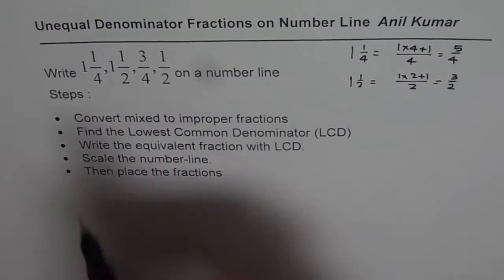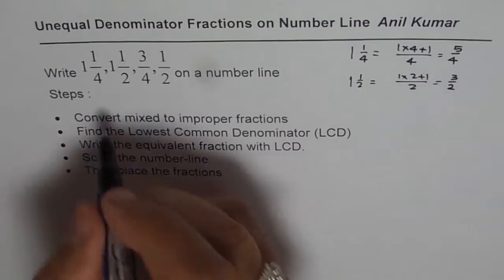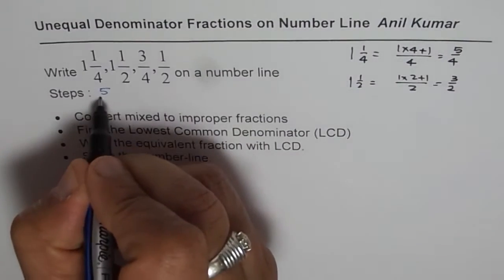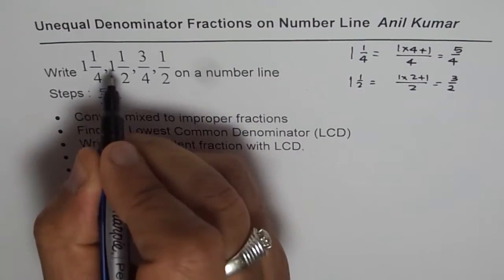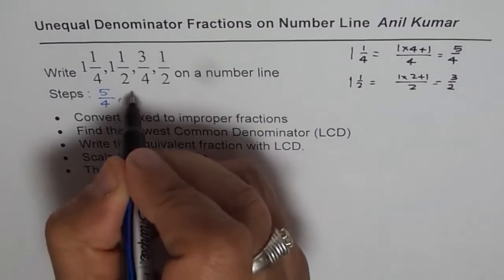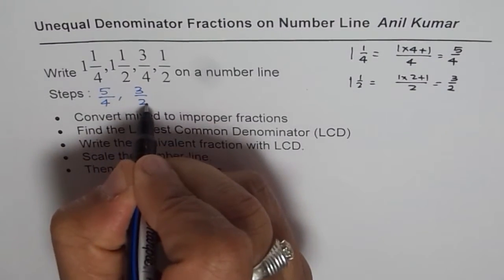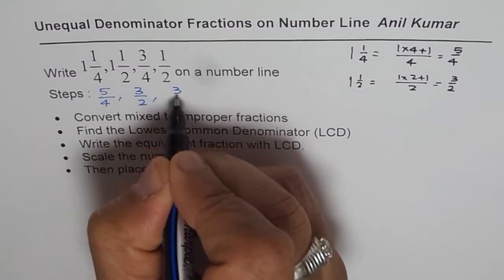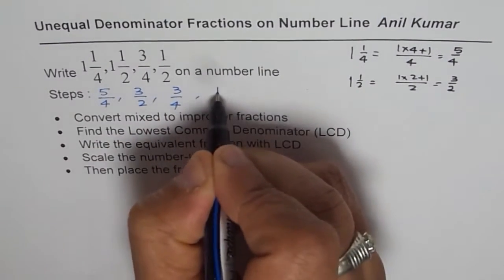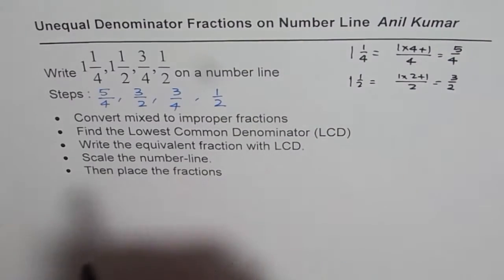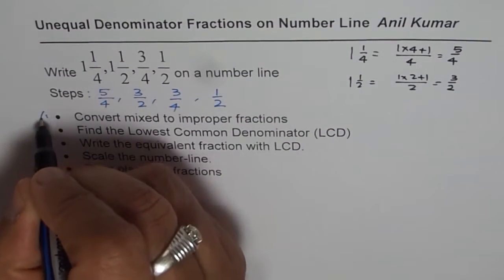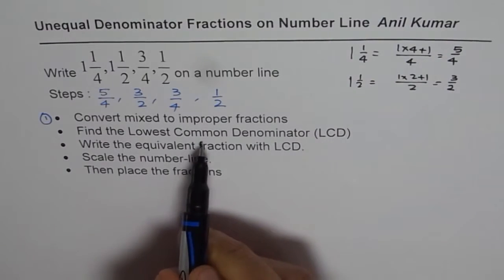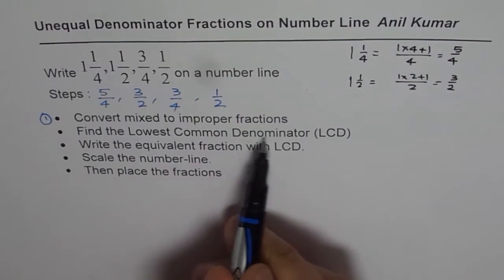So let's do it. 1 and 1 over 4 will be written as 5 over 4. So I'm writing them here itself, 5 over 4. 1 and a half can be written as 3 over 2. Then we have 3 over 4 and half. So this is our first step. Step number 1. Now step number 2 is find lowest common denominator.